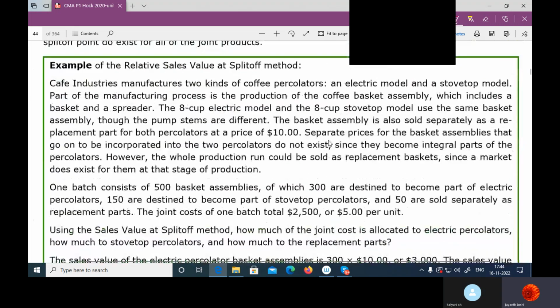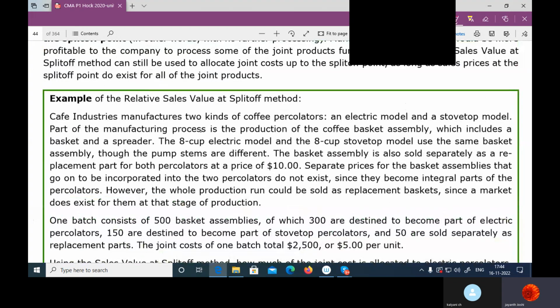Yeah, we will do it, no problem. Cafe Industries manufactures two kinds of coffee percolators, an electric model and a stove top model. There are two models here, correct? Part of the manufacturing process is the production of coffee basket assembly, which includes a basket and a spreader. So they produce coffee basket assembly, in which basket and spreader are there.